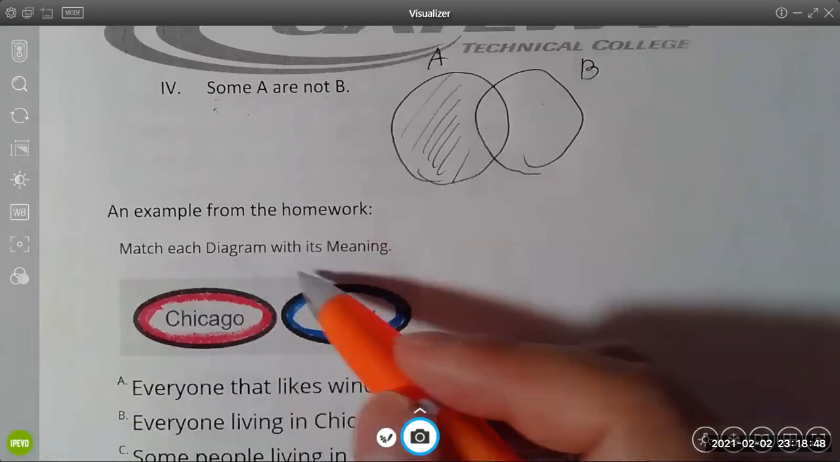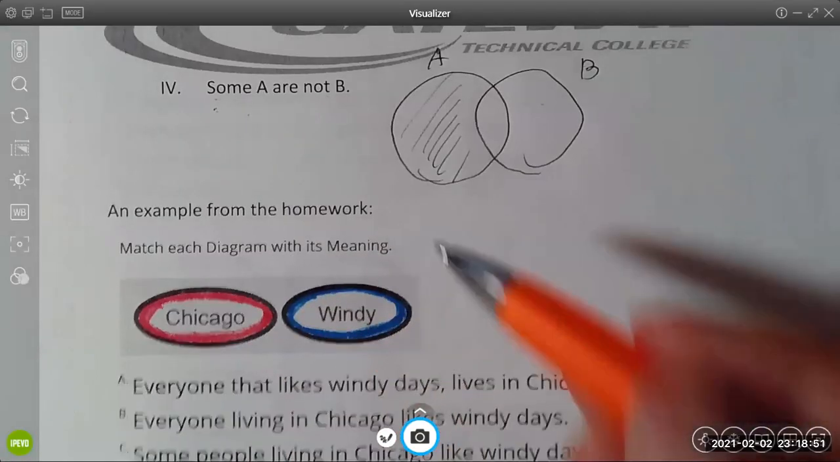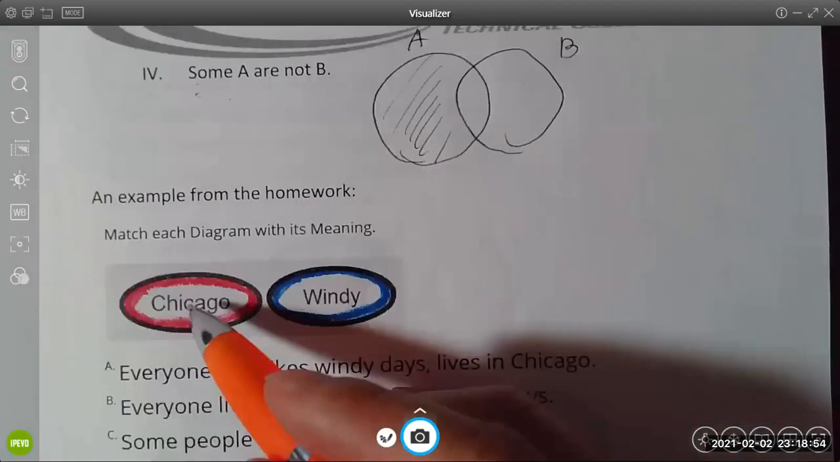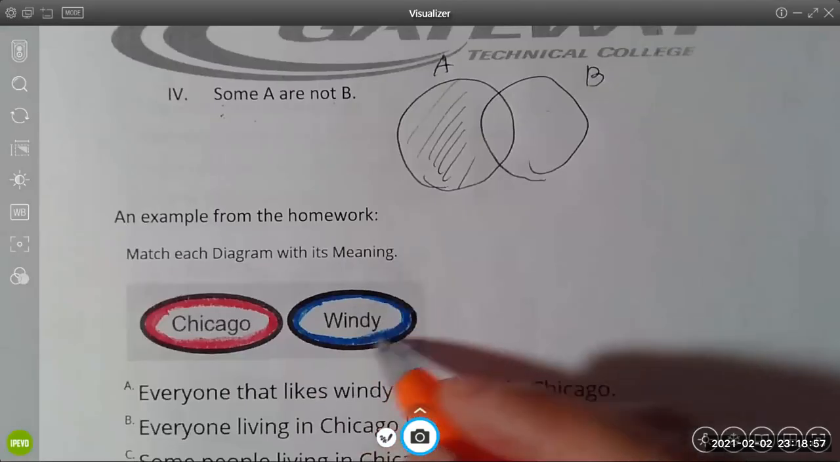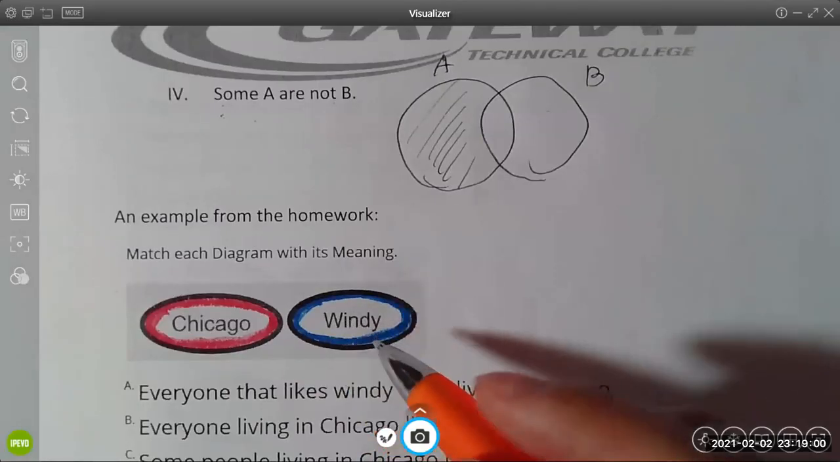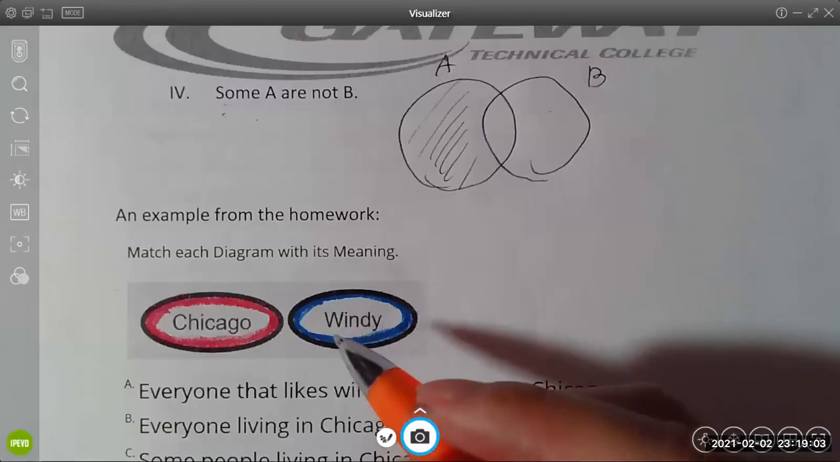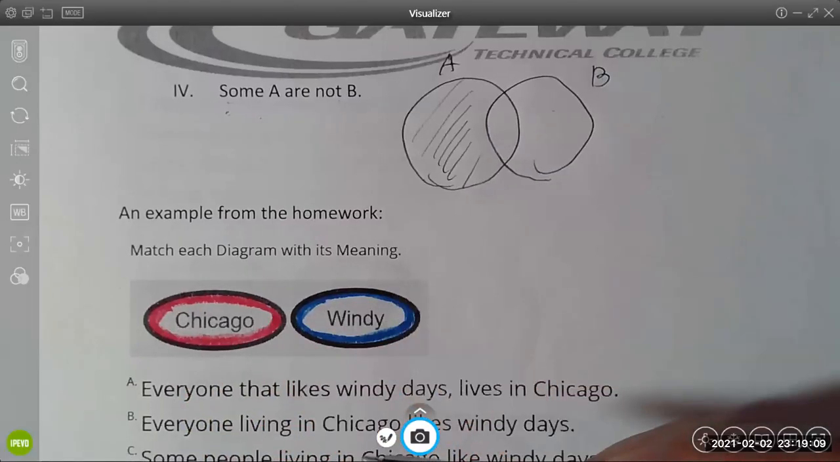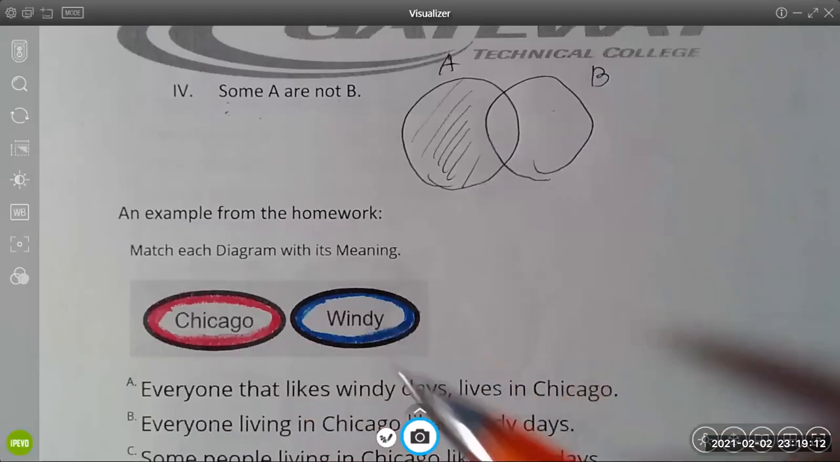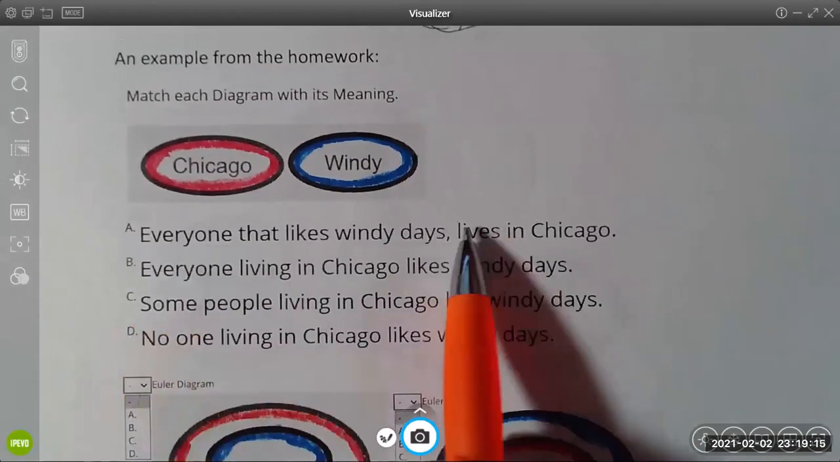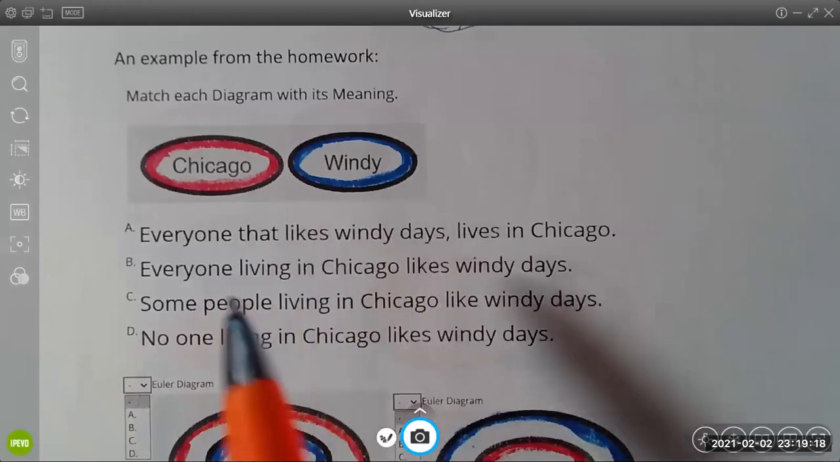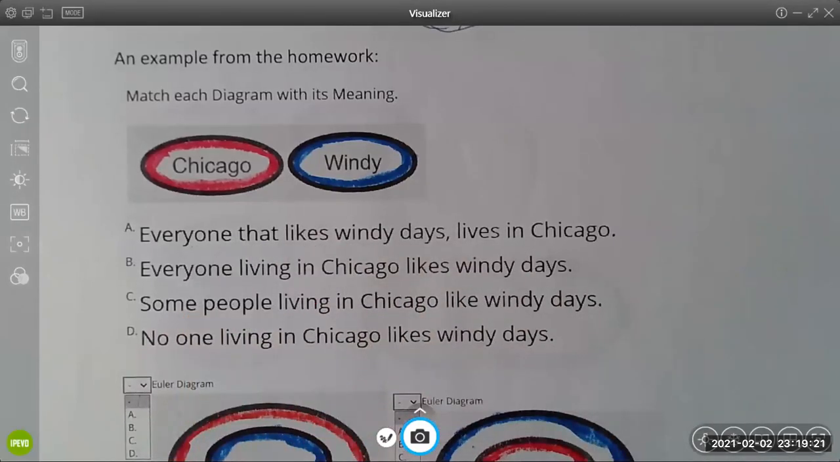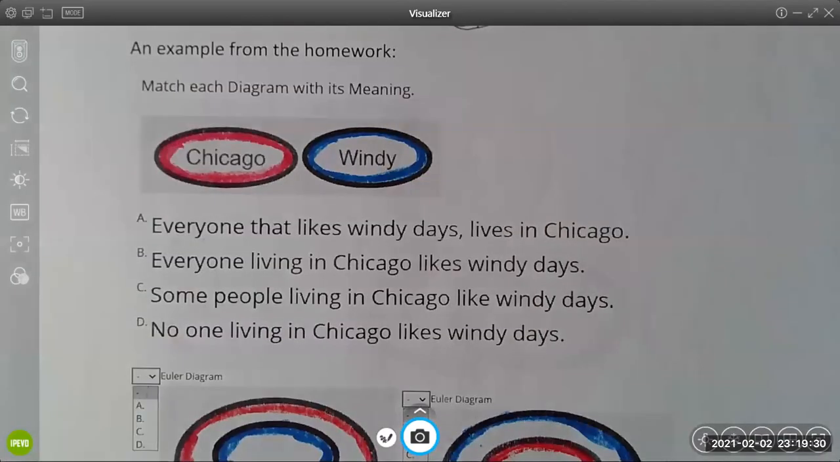Match each diagram with its meaning. Now, these are the diagrams. This is just like a legend to tell you which one is which. So here we use a blue circle to represent people who like windy days, and this red circle represents people who live in Chicago. Okay, that's the two different sides. Now you have four different statements. You're going to match each of these statements with one of the four Euler diagrams. We have two in here, we have two on the next page. So let's do it one by one.